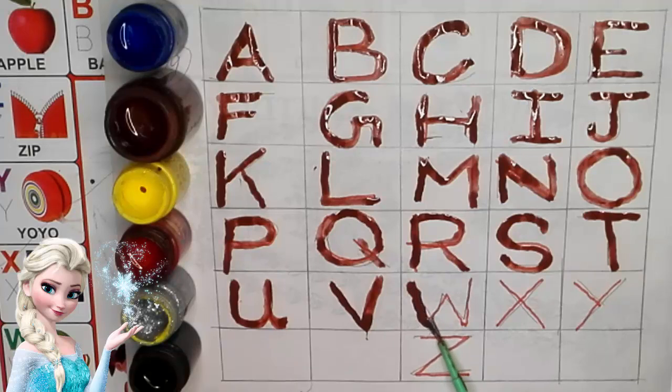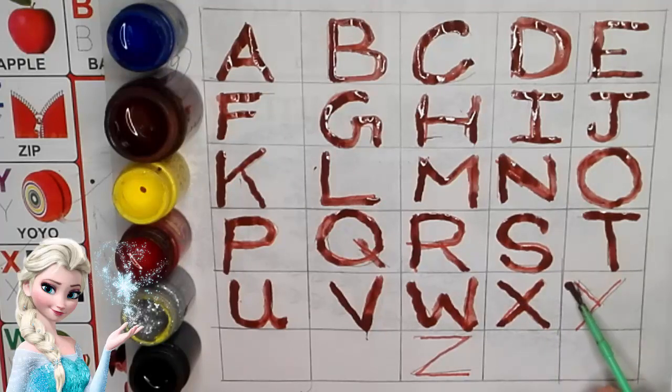W, W for watermelon. X, X for xerox paper. Y, Y for yoga. Z, Z for zip.